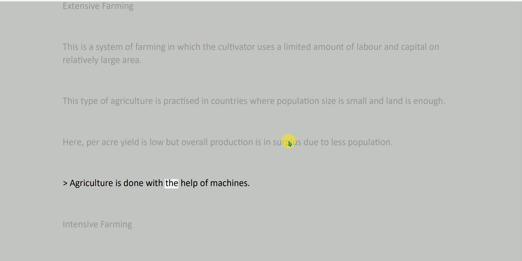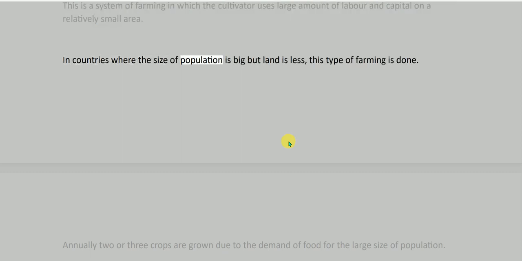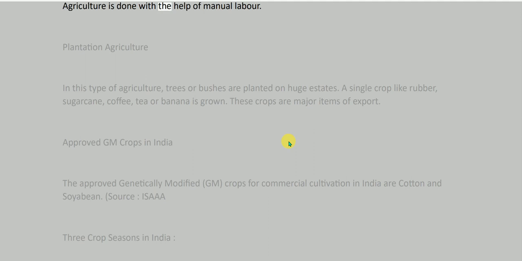Agriculture is done with the help of machines. Intensive farming. This is a system of farming in which the cultivator uses large amount of labor and capital on a relatively small area. In countries where the size of population is big but land is less, this type of farming is done. Annually 2 or 3 crops are grown due to the demand of food for the large size of population. Agriculture is done with the help of manual labor.